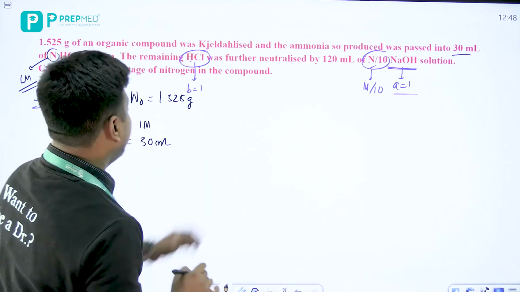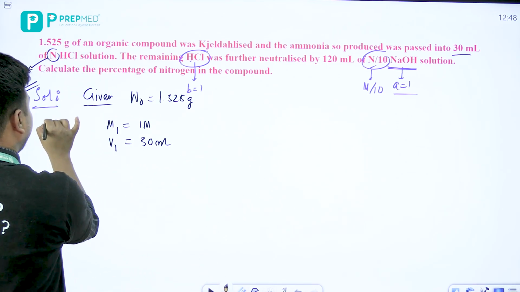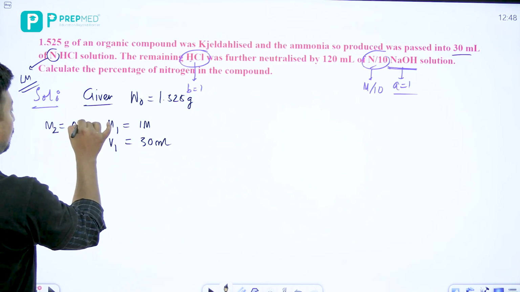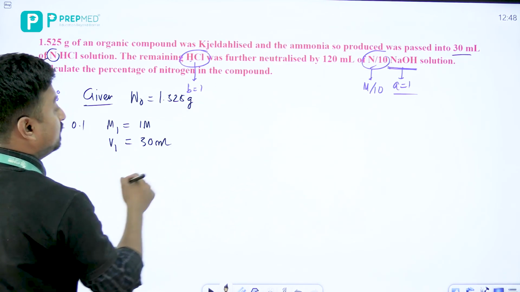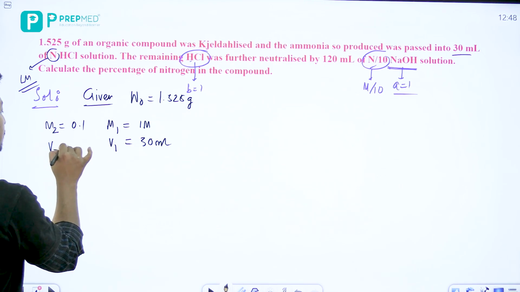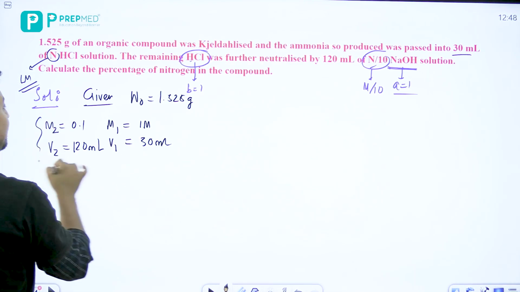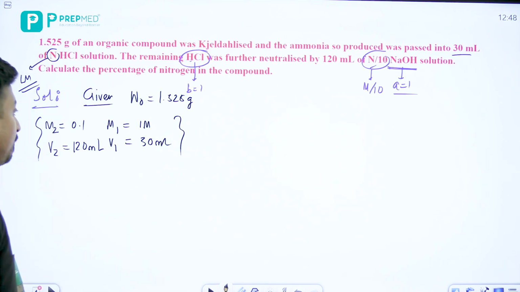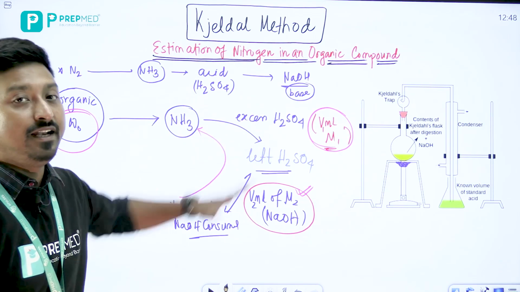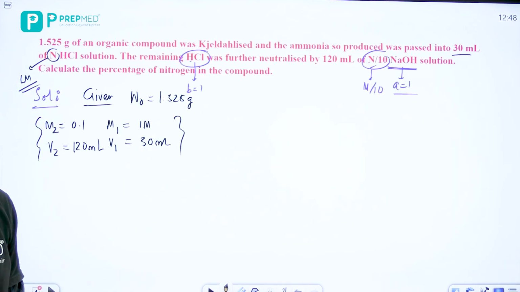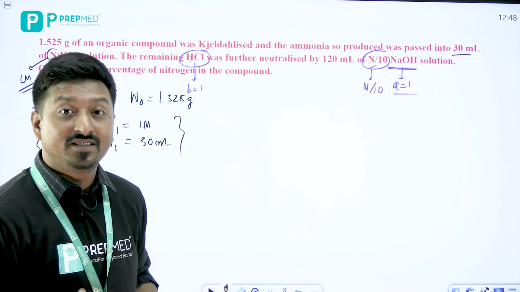Similarly, the sodium hydroxide consumed, that is your M2 of your N by 10, that is 0.1, and the volume it is consumed, that is 120 ml. So we have the data. The data we mentioned in the previous slide, exactly those data are given here. Now we will check how much nitrogen is there.